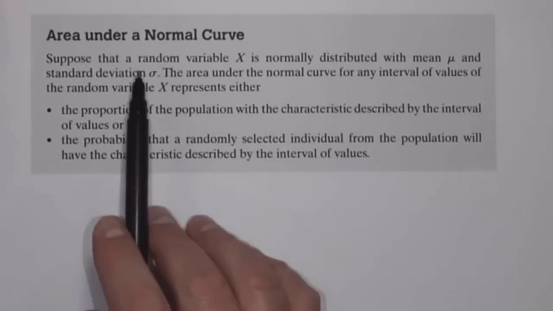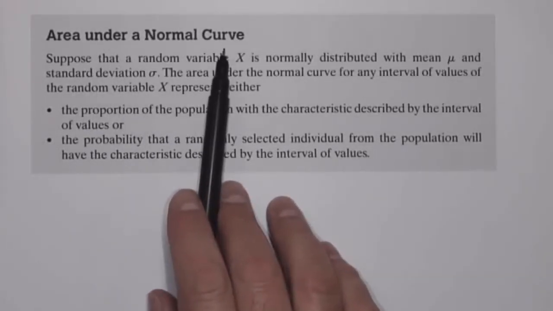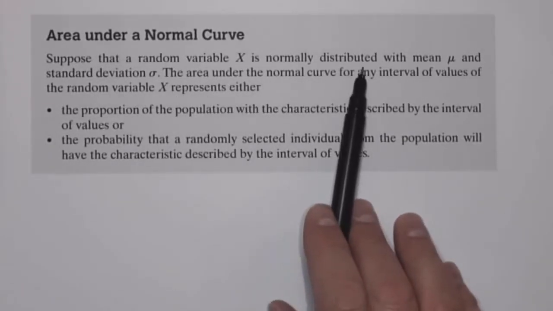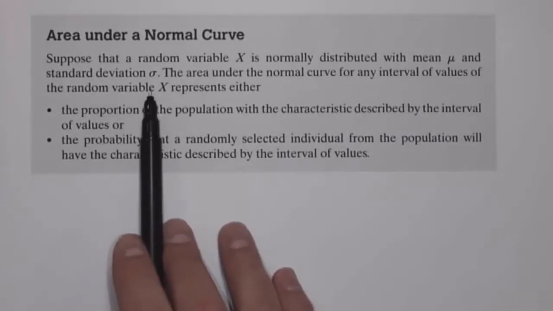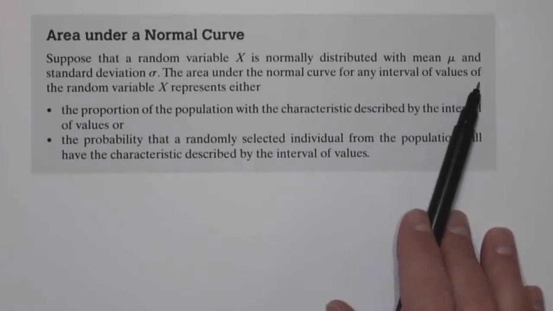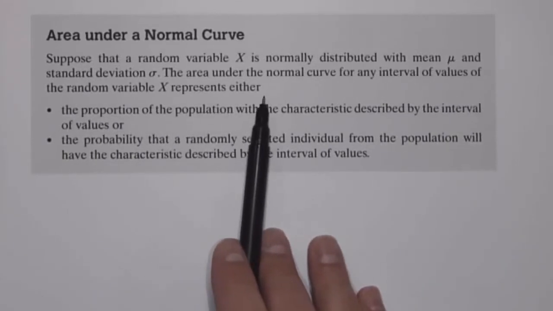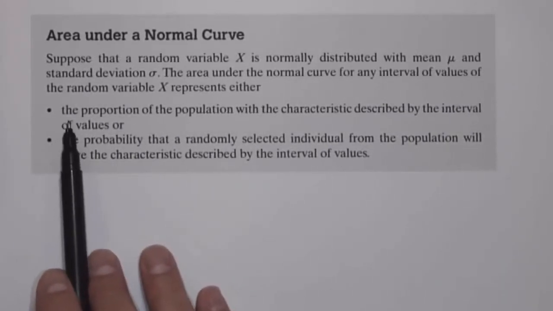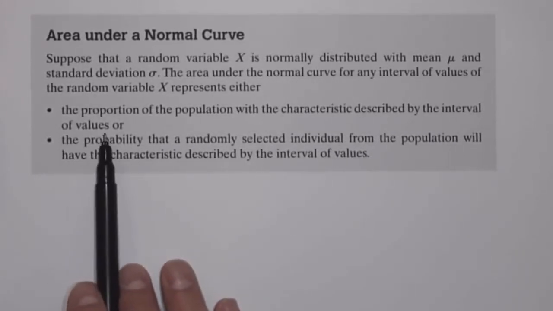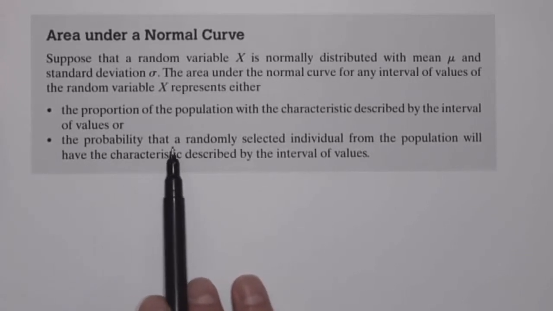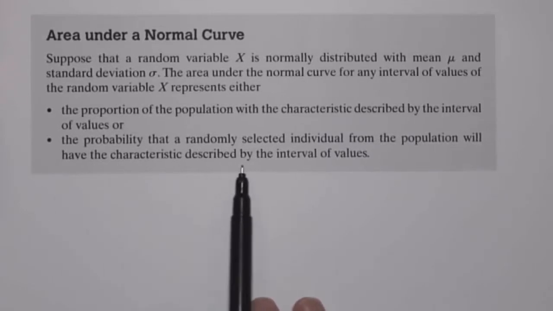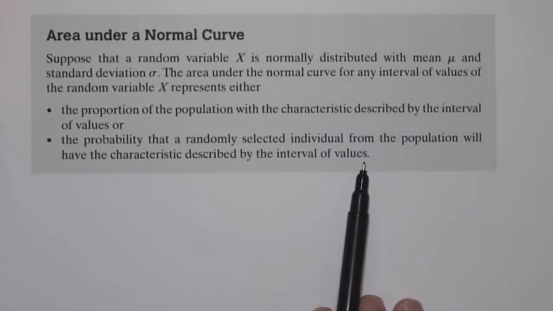There are two common interpretations that we will use for the area under the normal curve. Suppose that a random variable x is normally distributed with a mean of mu and a standard deviation of sigma. The area under the normal curve for any interval of values of the random variable x represents either 1. The proportion of the population with the characteristic described by the interval of values, or 2. The probability that a randomly selected individual from the population will have the characteristic described by the interval of values.